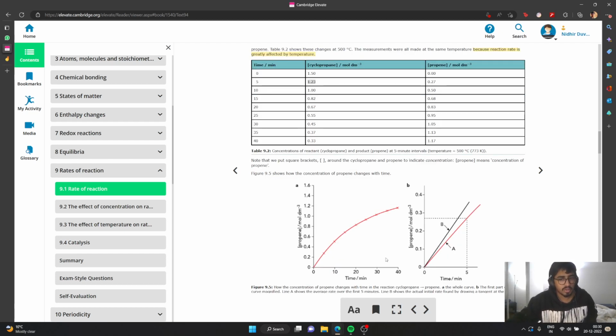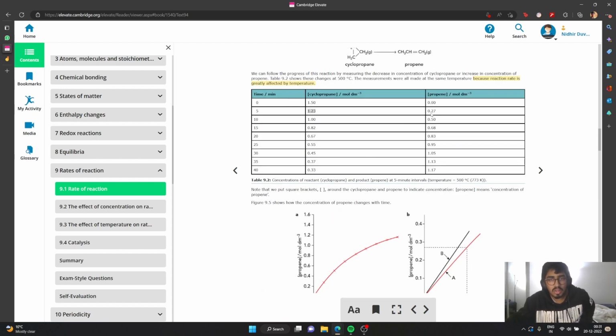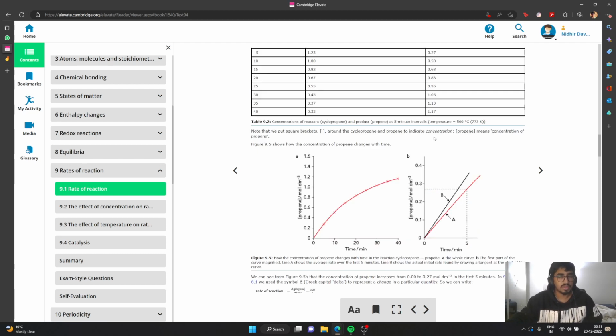So we try to plot this on a graph. We plot the concentration of propene. It starts from 0 and rises with time. For the first 5 minutes, we find the change in concentration by change in time. So it will be equal to 0.27 by 5 here. The change is 0.27 minus 0, and delta time is 5 minus 0. That's like finding the slope of this line from here to here, which is what the book has done.